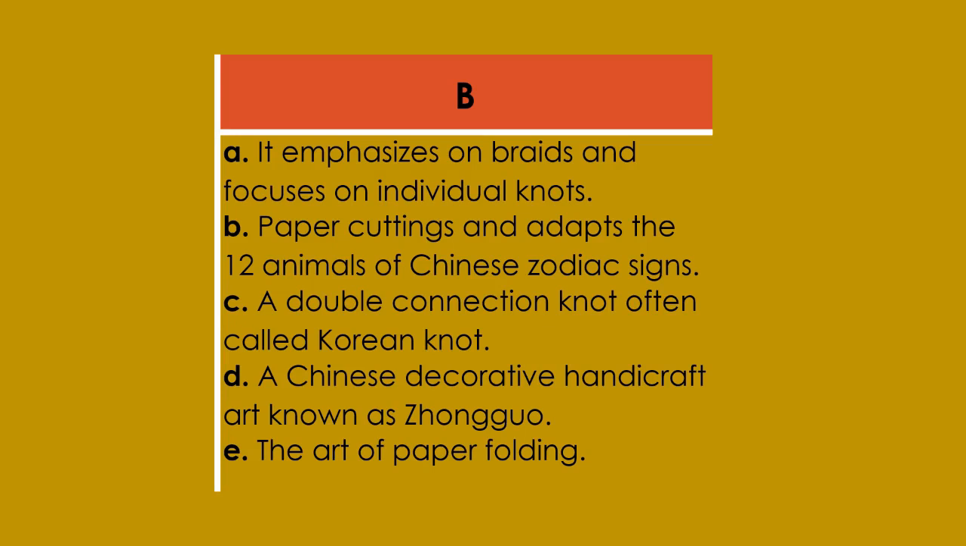Letter A. It emphasizes on braids and focuses on individual knots. B. Paper cuttings and adapts the 12 animals of Chinese zodiac signs. C. A double connection knot, often called Korean knot. D. A Chinese decorative handicraft art known as zhongguo. And E. The art of paper folding. Remember, you have to look for the description of the picture on column A.